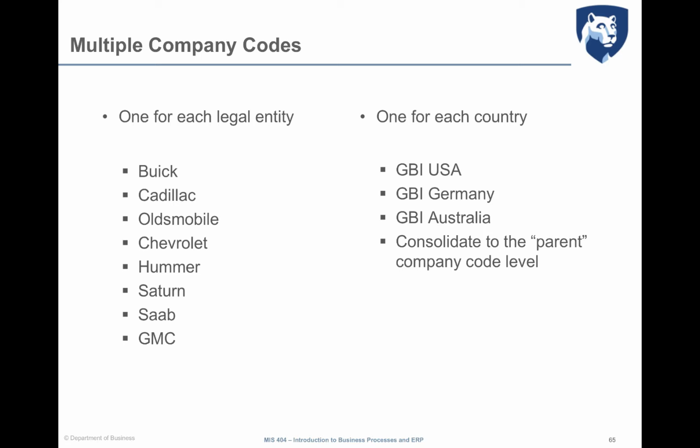Of course, multiple company codes can exist, which depends on how the company organizes its financial statements. Company codes can be set for each legal entity, you see that Buick, Cadillac, Chevrolet, Hummer, Saturn, Saab, and GMC, or can be defined also from a country-based perspective. So it depends from company to company how these company codes are defined and organized when multiple company codes exist.